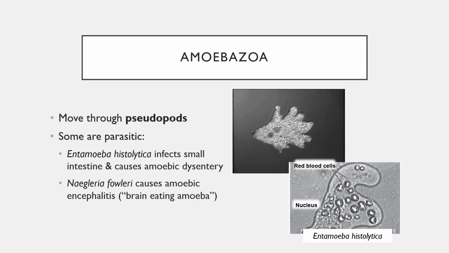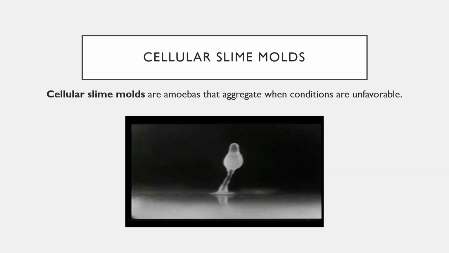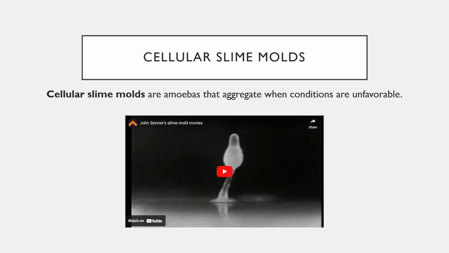Now, by no means are all members of the group Amoebozoa parasites. Many of them are what we call cellular slime molds. And cellular slime molds are a very fascinating group of organisms because these are organisms that have a transitional stage where they move between being single-celled and multicellular. They are amoebas that aggregate together when conditions are unfavorable in order to salvage some cells in the population while sacrificing others.